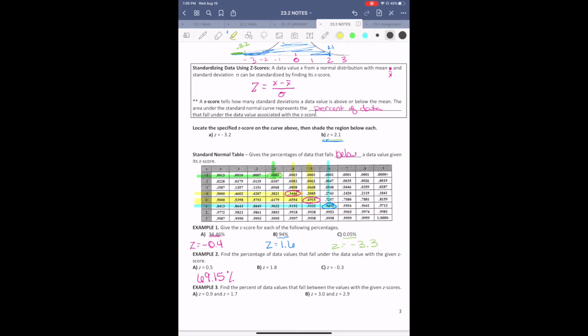Okay. Doing the same with 1.8. I'm going to go over to 1. It's already highlighted. All the way over to 0.8. Find that intersection. And you can see that it intersects at 0.9641, which means it has a percentage of 96.41%.